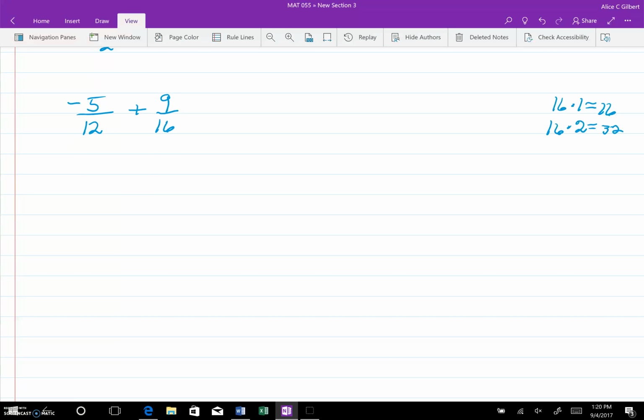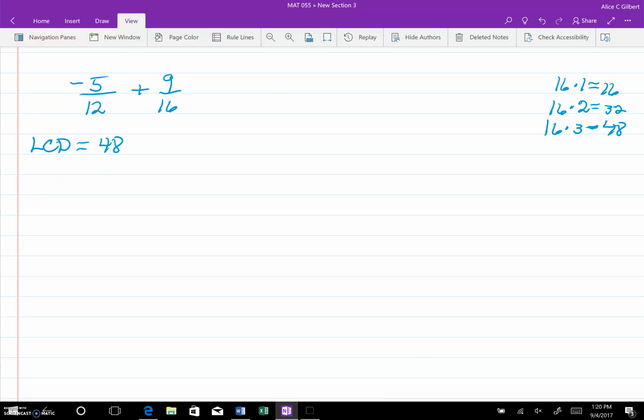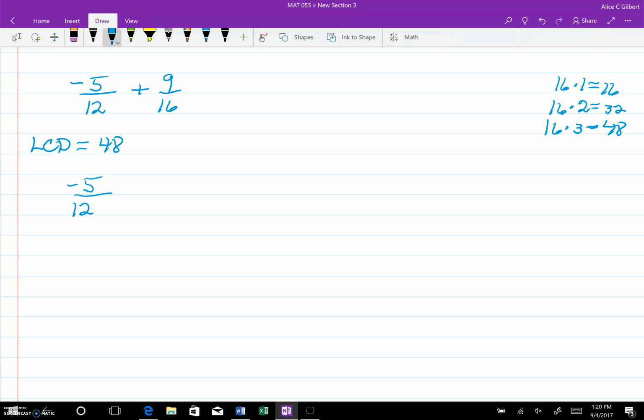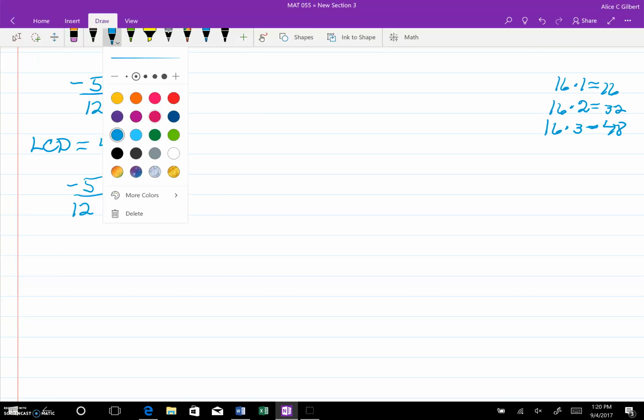16 times 2 equals 32. Does 12 go into 32 evenly? It does not, so I keep going. 16 times 3 is 48. Does 12 go into 48? Yes, it does. So my lowest common denominator here is going to be 48. Write it down there. Now I'm going to write this down exactly like it is.